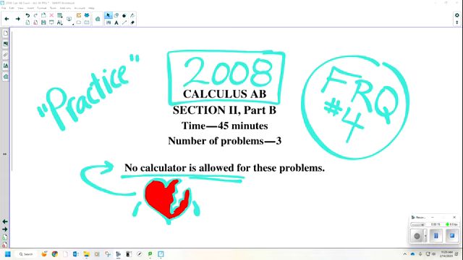Ta-da! It's more calculus. Happy Valentine's Day. We are going to continue the 2008 AP Calculus AB practice exam. We are going to be doing free response question number 4. And I don't mean to break y'all's heart, but we don't get a calculator for this problem. So what? Most of the algebra is so much simpler when we don't get a calculator. It's the setup. Let's begin free response question number 4 right now.